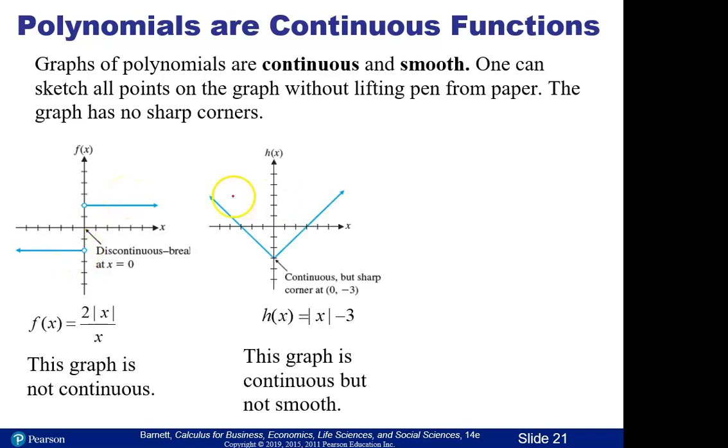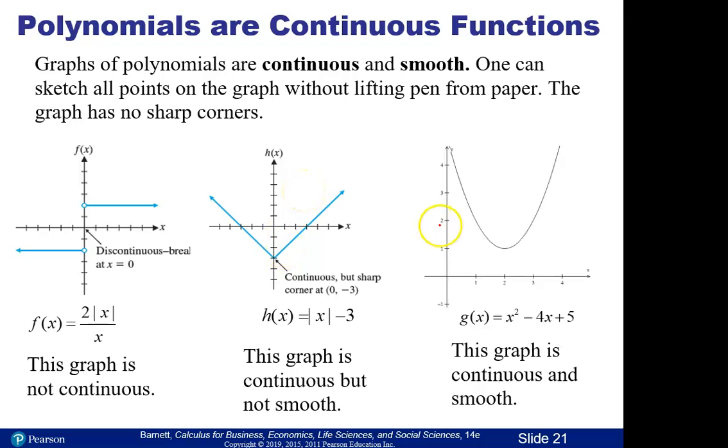If we look at this one, I don't have to pick my pencil up at all, but it's not smooth. This is a sharp turn, a sharp corner, so anytime I have a sharp corner, then it's not going to be a polynomial. And then the last one here, if you follow this, there's no breaks in the graph, there's no sharp turns, no corners, so this would be an example of a polynomial.